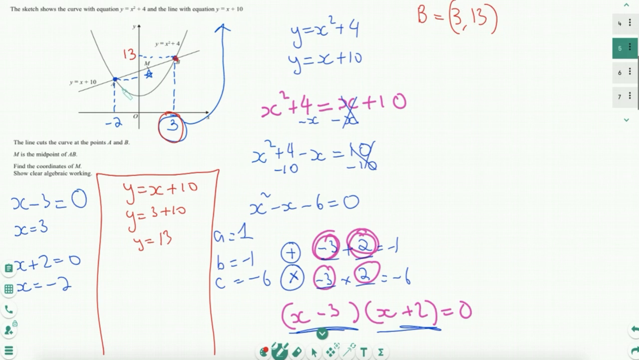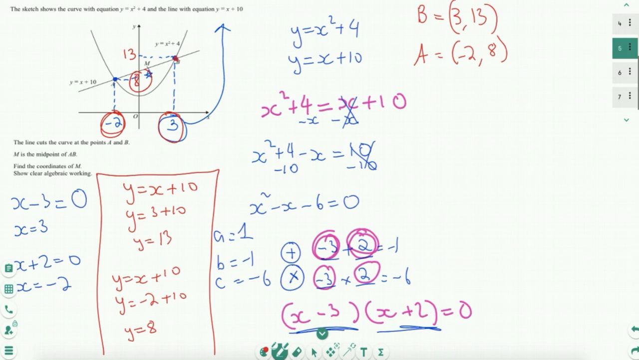And then coordinate A, so y equals x plus 10. And I'll replace x with minus 2. So y is equal to minus 2 plus 10. Minus 2 plus 10 is positive 8. So we know this coordinate here is positive 8. So the A coordinate is (-2, 8).